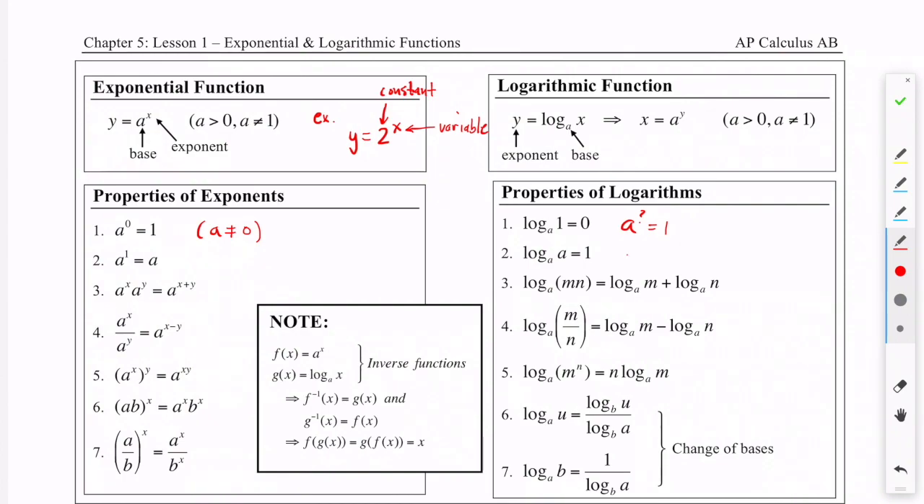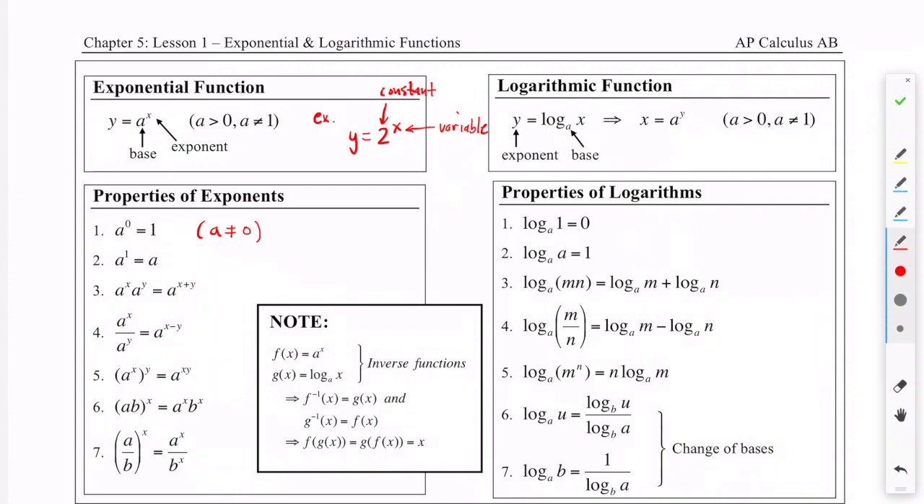Next, if we ask ourselves a to what power is equal to a, that's how we evaluate this logarithm. It should be 1. It doesn't matter what a is, as long as we put a 1 in that exponent, it should still equal itself. All right, so those are two common properties of logarithms, ones that we want to be very familiar with.